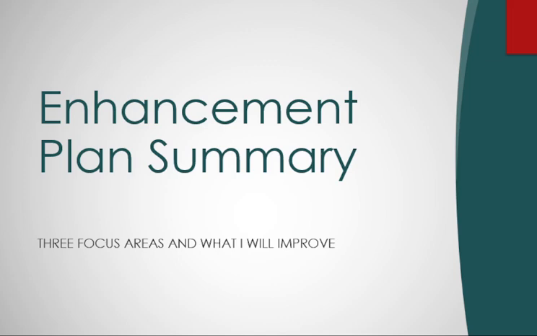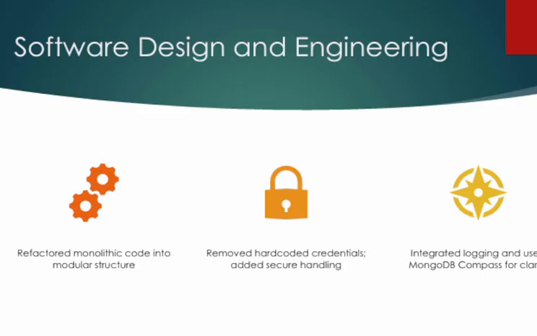For my enhancement plan summary, I will focus on three areas that I will improve on. The first one is going to be software design and engineering. I will be refactoring monolithic code into modular structure, remove hard-coded credentials for added secured handling, and integrate logging and use Mongo Database Compass for clarity.